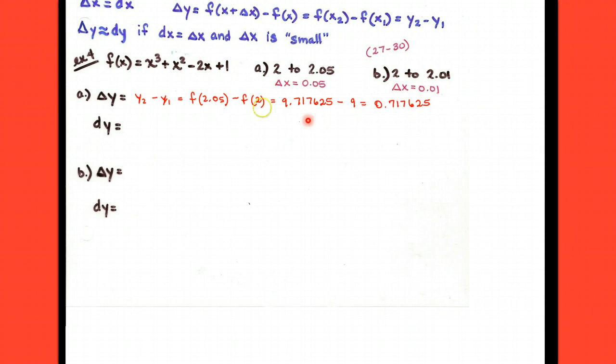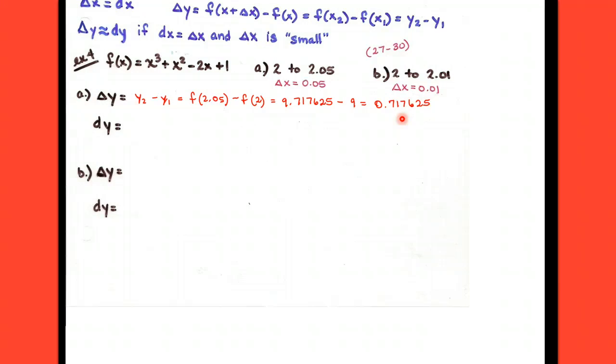Now, we could plug the 2 in with no problem without a calculator. So if we plug into 2 cubed is 8 plus 4 minus 8 plus 1 is just going to give us 9. So when we subtract those values, our change in y is 0.717625.